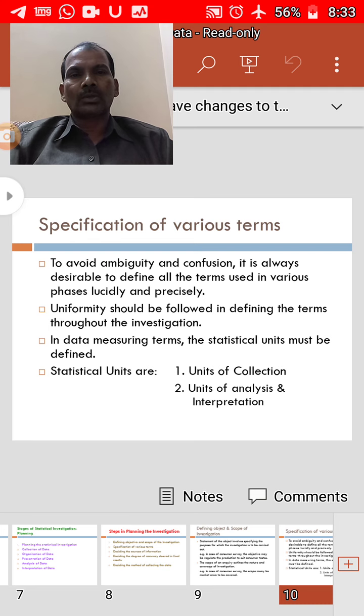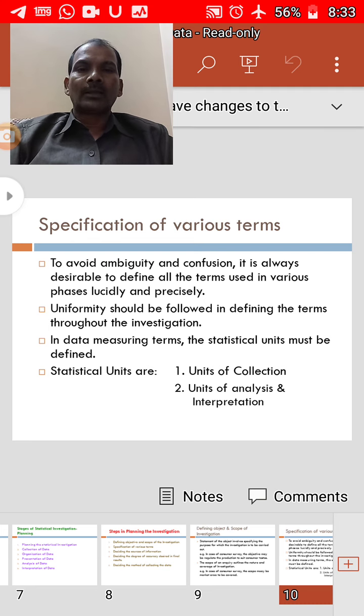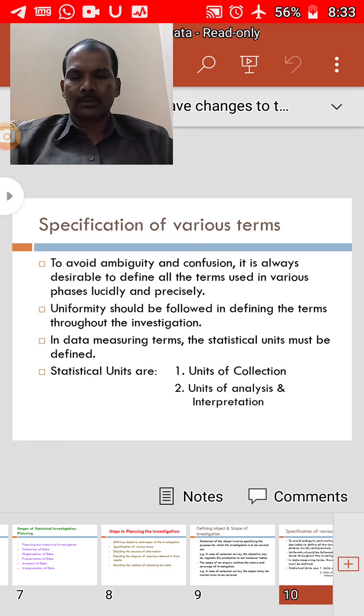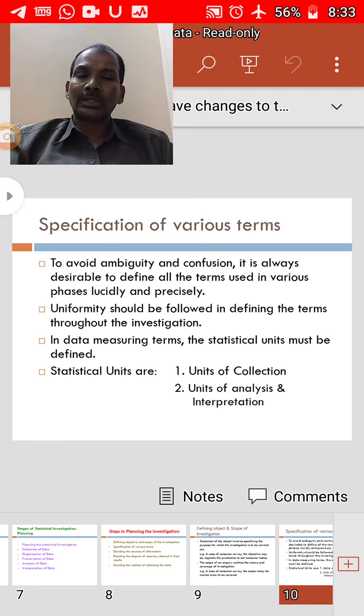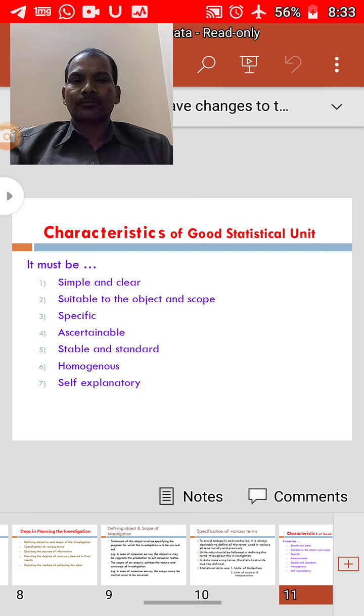We are not in a position to measure all the things which are prevailing in this world with one unit, that is kilogram or meter or liter. They have their own parameters. Every quantity has its own measuring rod. Statistical units are classified into two categories: one is units of collection and another is units of analysis and interpretation.